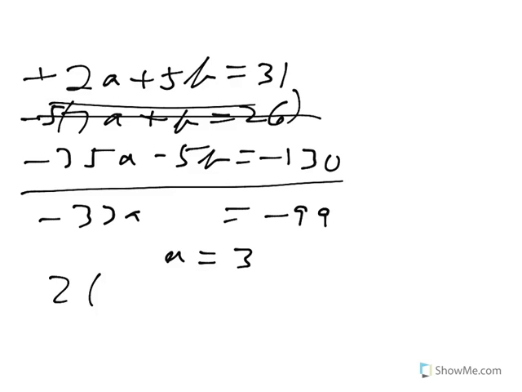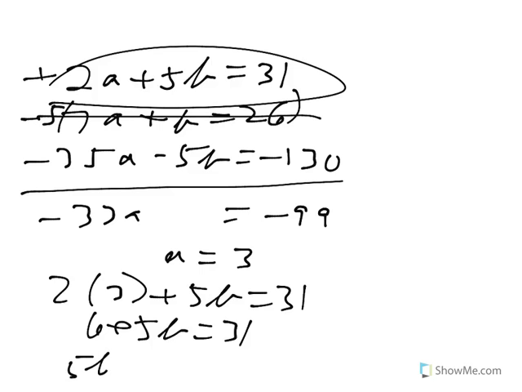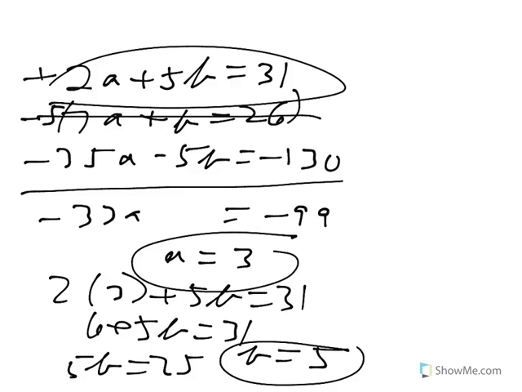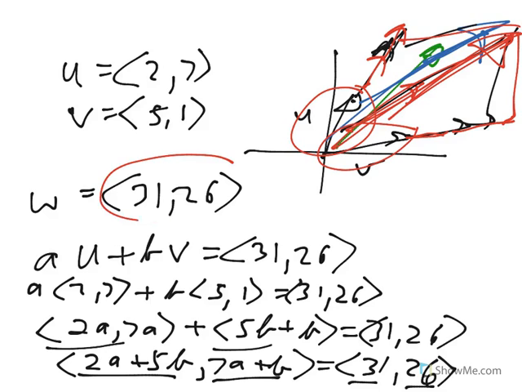Plug that 3 into this top equation. 2a plus 5b equals 31, 6 plus 5b equals 31, 5b equals 25, b equals 5. So the answers are a and b are 3 and 5. So this means if I take this u vector over here and I make 3 of them, and then I take this v vector and make 5 of those, the resultant diagonal of that big parallelogram will be the goal of 31, 26. And that's called rewriting a vector as a linear combination of two other vectors.